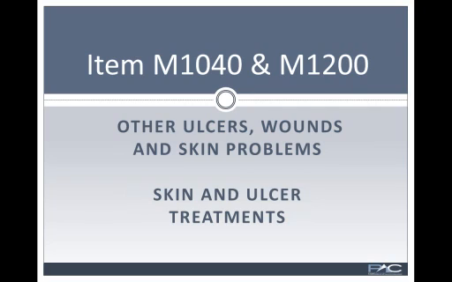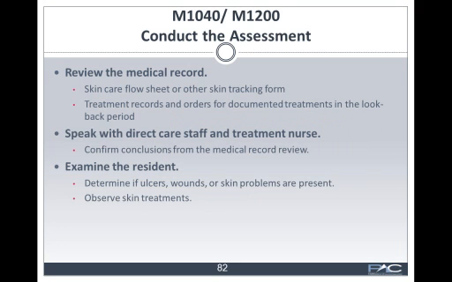And there's a couple other things here before we wrap up the MDS portion of this, which is M1040 and M1200 looking at other ulcers, wounds, and skin problems. Okay. And this is very important to always review the medical record, talk to your staff, see what's going on here. Do you utilize flow sheets? As I mentioned earlier, they're consistent. Speak directly to your staff and treatment nurse. Sometimes it's a little more challenging in facilities where you've got different people measuring wounds. And that's something I generally recommend.